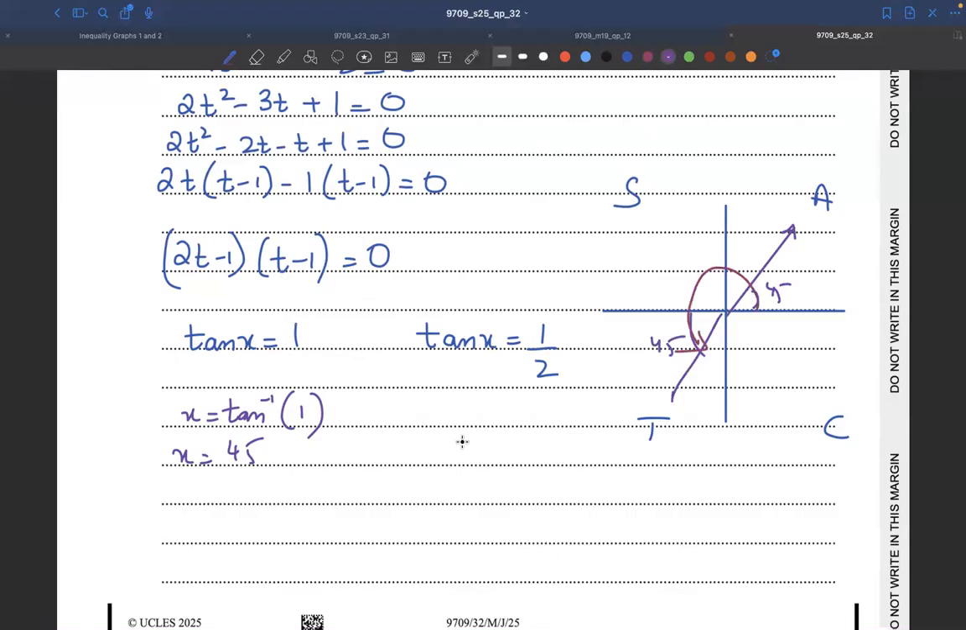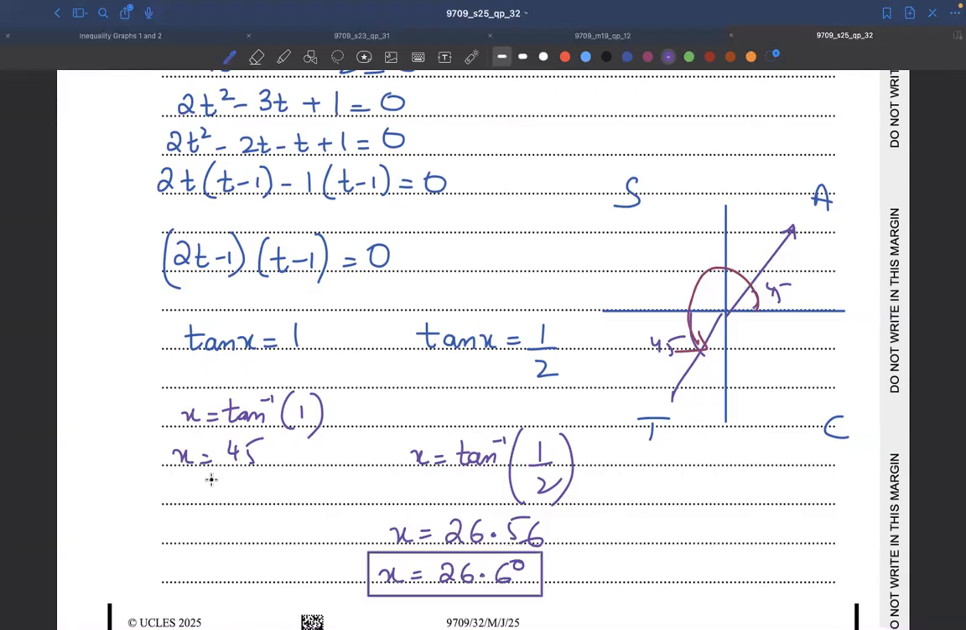And the second answer would be taking tan inverse of 0.5, and that answer would be 26.56. So x would be equal to tan inverse of 1 upon 2. And when we substitute that in the calculator, that is 26.56. To one decimal place, we'll give our answer as 26.6 degrees. And those will be the only two answers that we'll have for this question.